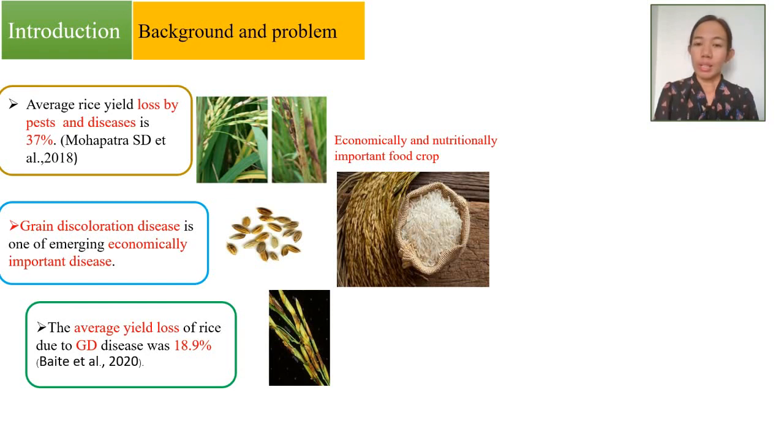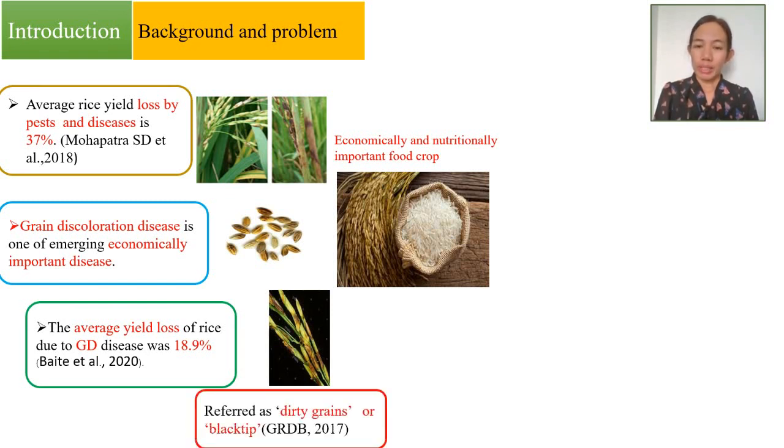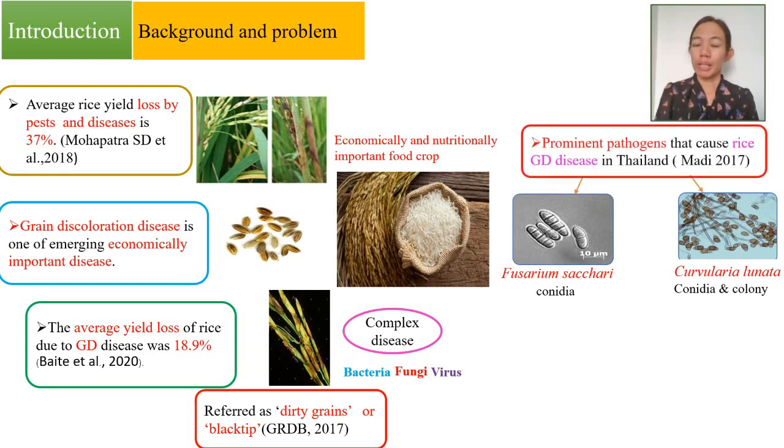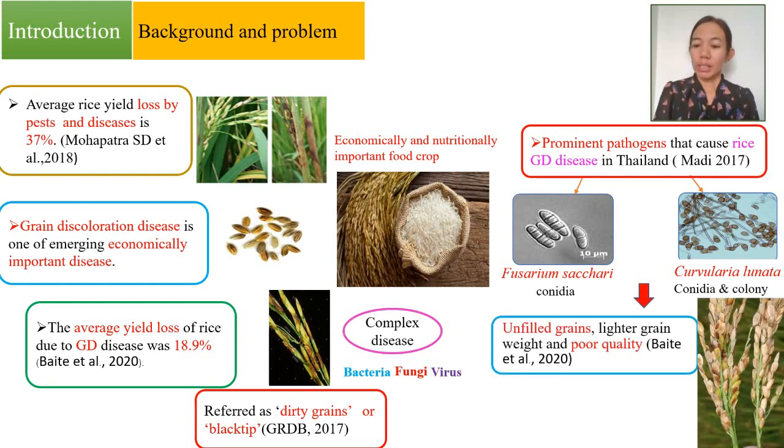This disease is also called dirty grain or black death, and it is a complex disease caused by several microorganisms such as bacteria, fungi, and viruses. Among them, fungi are the most common. In Phetchaburi, Thailand, two fungal pathogens, Fusarium saccharia and Curvularia lunata, are the prominent fungi associated with grain discoloration disease, reported by METI 2017. By the impact of this disease, the rice panicle is affected, grain weight is reduced, and quality is poor.